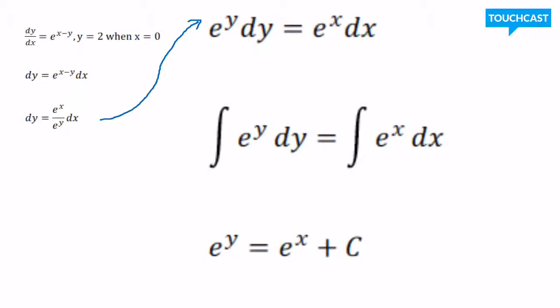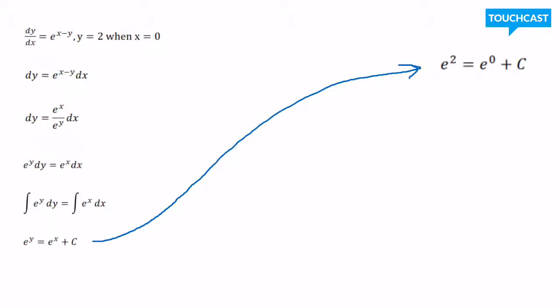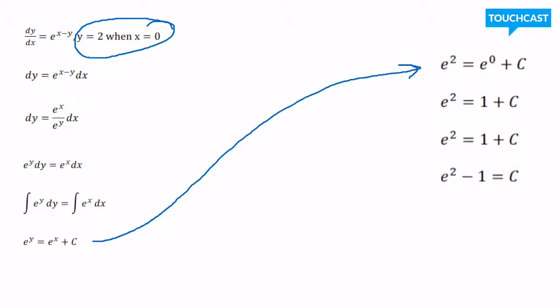The next step, I think it's easiest in this case, is to find c. So I'm going to take a tiny break from that flow I had going. I'm going to take the equation I have, e to the y is equal to e to the x plus a constant. I'm going to replace y with 2 and x with 0 because those are my initial condition. So I get e squared is equal to e to the 0 plus a constant. Well, e to the 0 is simply 1. So my new equation, e squared is equal to 1 plus c. I'm going to try to isolate the c, so I'm just going to subtract 1 from both sides, and I get that c is equal to e squared minus 1.